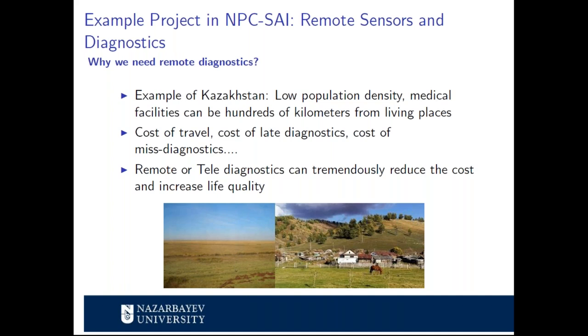And therefore, remote or telediagnostics can reduce the cost both for the individuals and for the government in the money spent on the medical experts, and for the individual, it will increase the quality of life because the particular individual will go see the doctor only when necessary.